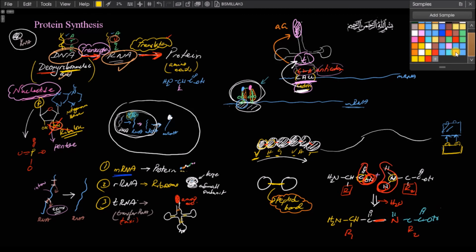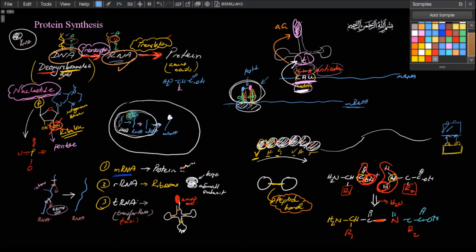So when the next codon comes, same thing, the next transfer RNA comes. Now think about this. Now you have 2 transfer RNAs over here with the amino acids right next to each other. What are they going to do? Of course, they're going to form a peptide bond. That's what they do. So the peptide bond is formed over there.